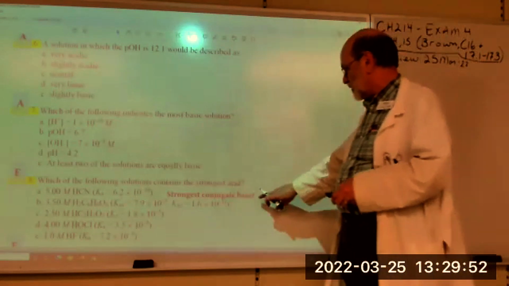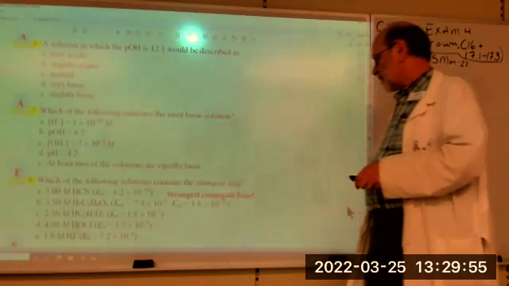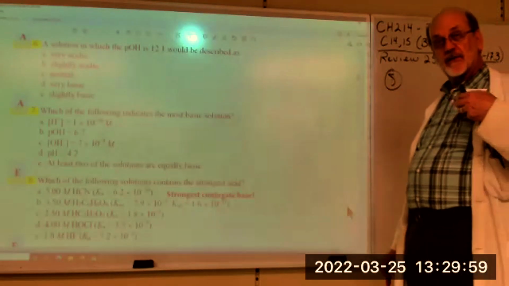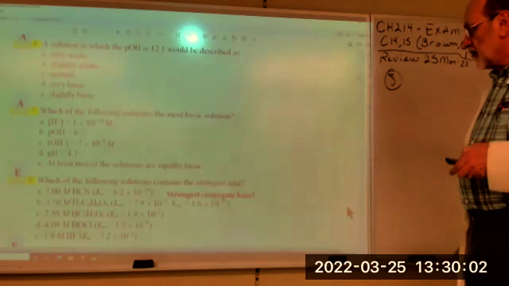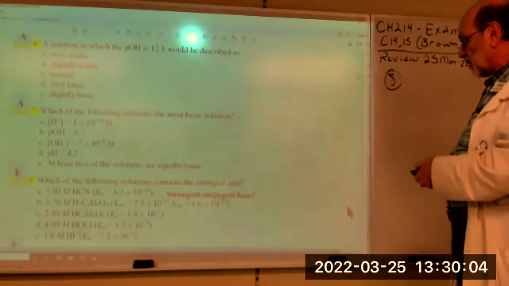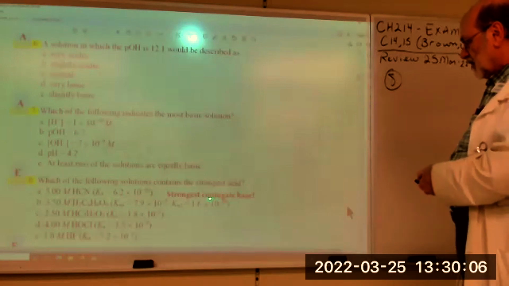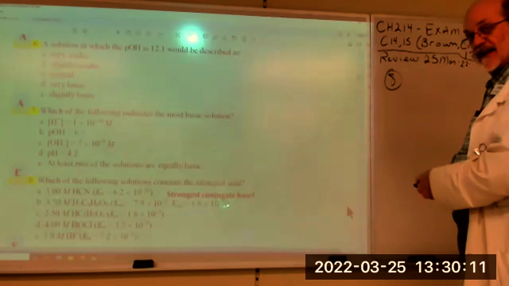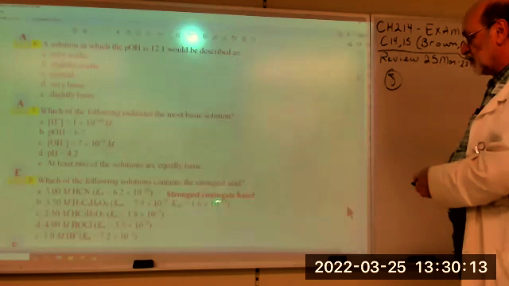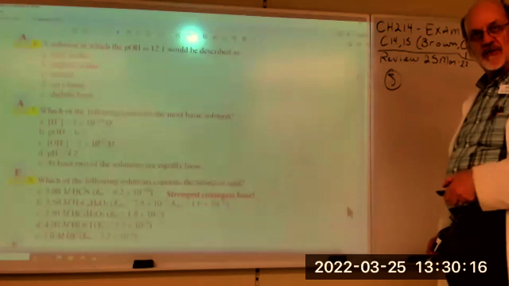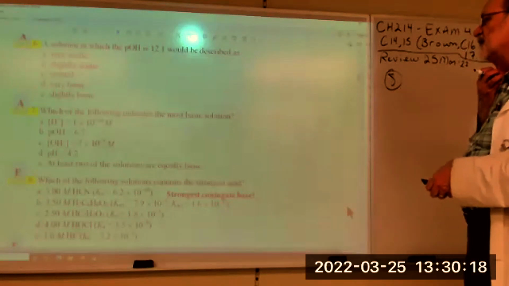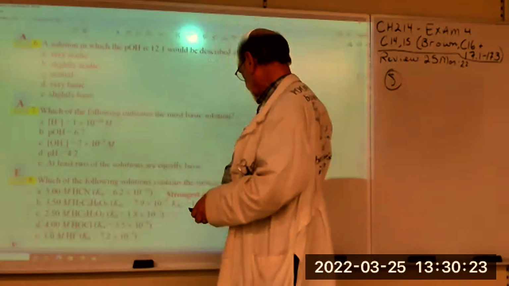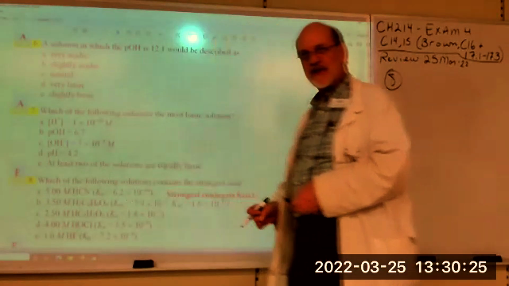And I stuck this one in here just for argument's sake, which has the strongest conjugate base? The strongest conjugate base is made from the weakest acid. So the weakest acid would be the one here, yes, with the smallest K, would produce the strongest conjugate base. So if we change the wording to include this rather than that, then B would be the answer.